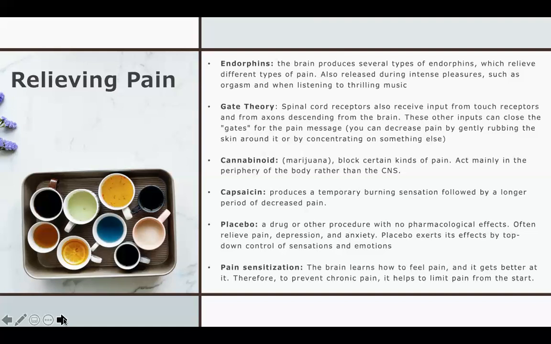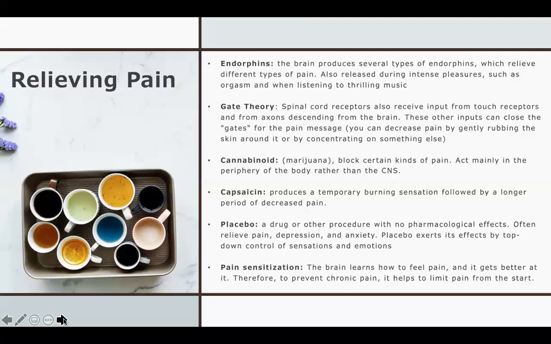The researchers found that if they deleted the cannabinoid receptors in the peripheral nervous system of the laboratory animals while leaving the receptors intact in the CNS, cannabinoids lost most of their ability to decrease pain.